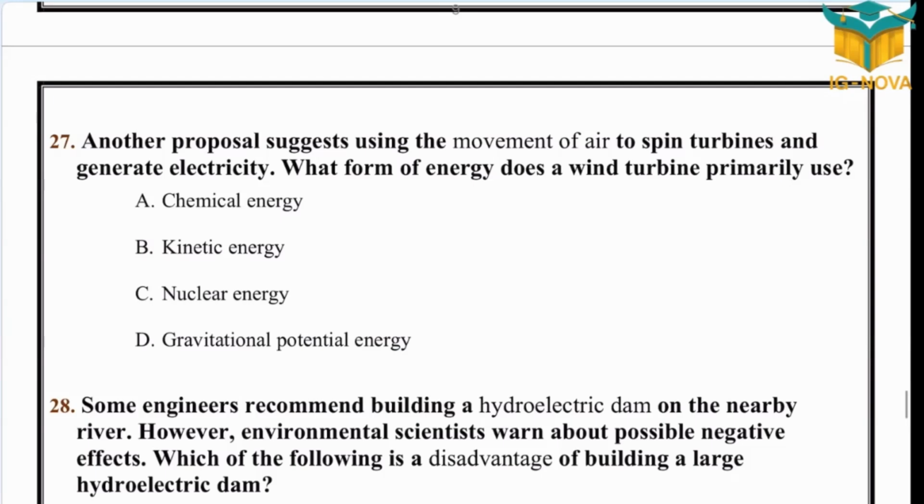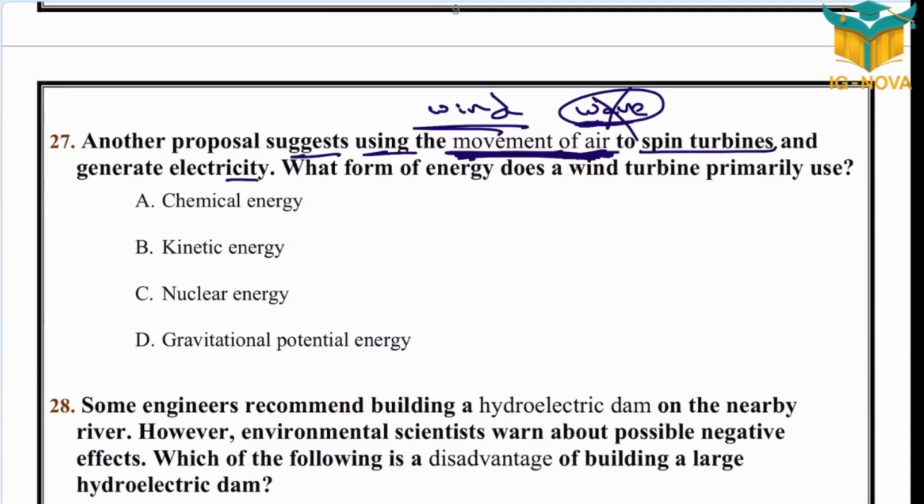Question 27. Another proposal suggests using the movement of air to spin turbines. Movement of air, I can go for wind or wave power station. But wave is basically water that makes the air move, so I'll not go for wave, I'll go for wind. You must understand what the question says to you. And to generate electricity, what form of energy does the wind turbine primarily use? As the movement of air, is it chemical energy? No. Kinetic energy? Yeah, it's kinetic here.